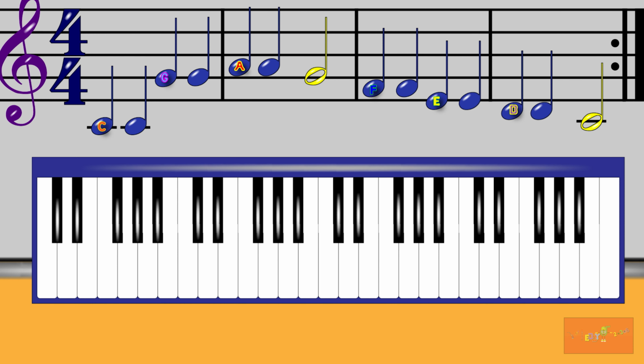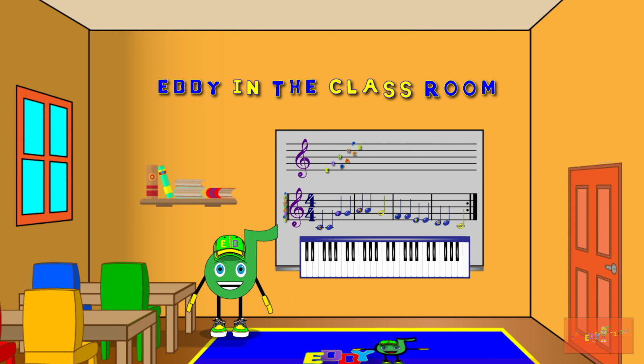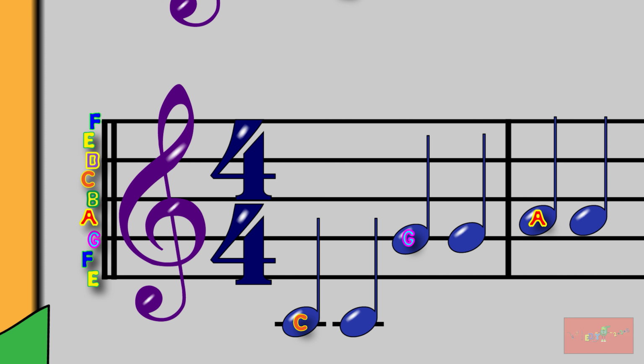If you have a keyboard, that is awesome. You can sing it also. In the first measure, we have all quarter notes. If you notice, the first 2 quarter notes are not on the staff. They are on what we call ledger lines. Ledger lines are lines that are above and below the staff that extends it.